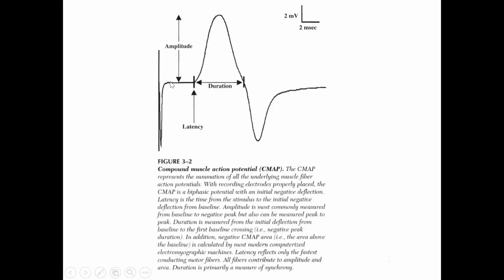So the importance of latency: it reflects the fastest conducting motor fibers. And whatever the amplitude happens is because of the firing of the nerve fibers, all the nerve fibers giving rise to the maximum peak, that is the amplitude. And duration is a measure of synchrony. So how many muscle fibers are acting together to give rise to a large amplitude, that is the duration.